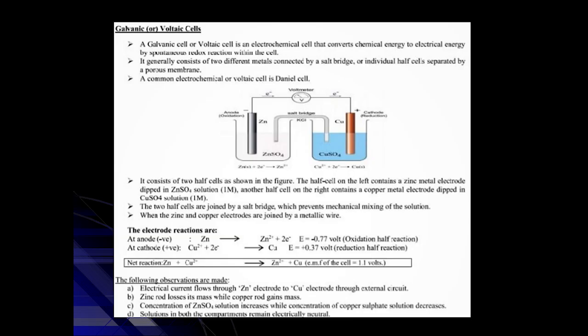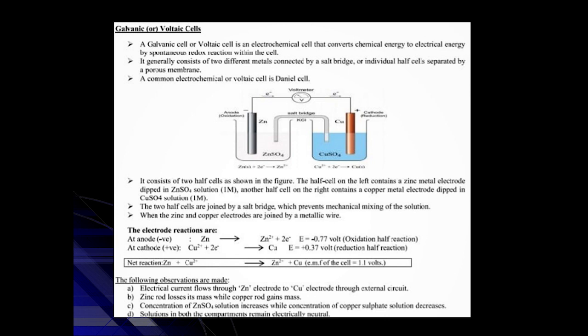Now let us see briefly about the galvanic cell. A galvanic cell or voltaic cell is an electrochemical cell that converts chemical energy to electrical energy by spontaneous redox reactions. Means here reduction and oxidation both take place within the cell. It generally consists of two different metals connected by a salt bridge or individual half cells separated by a porous membrane.